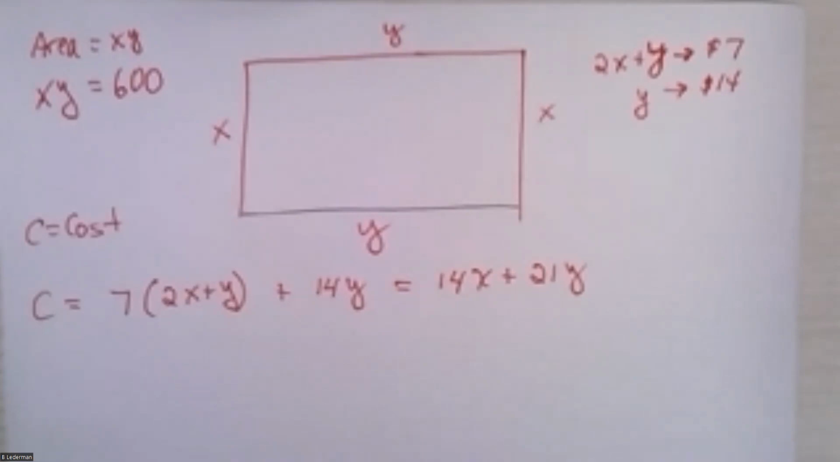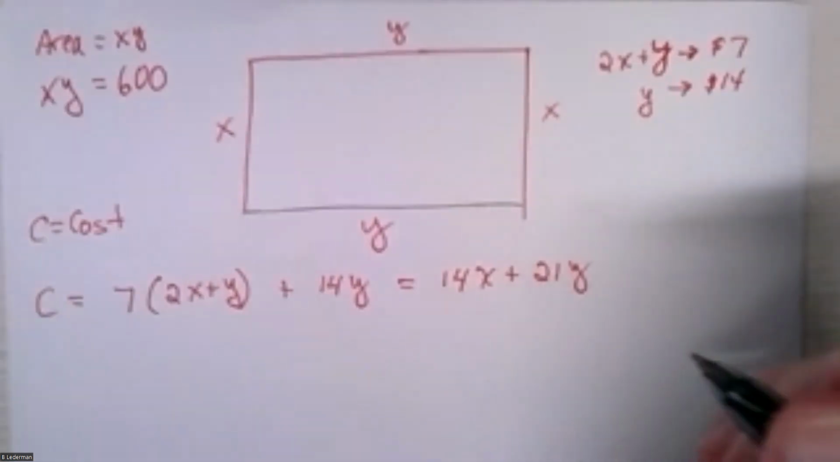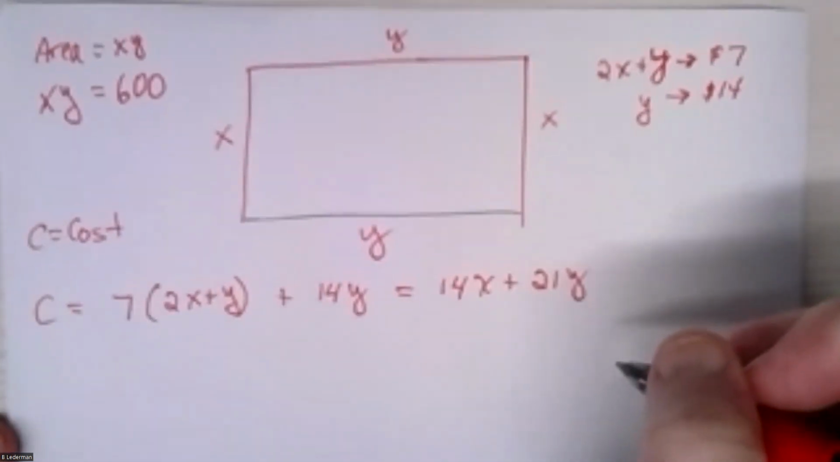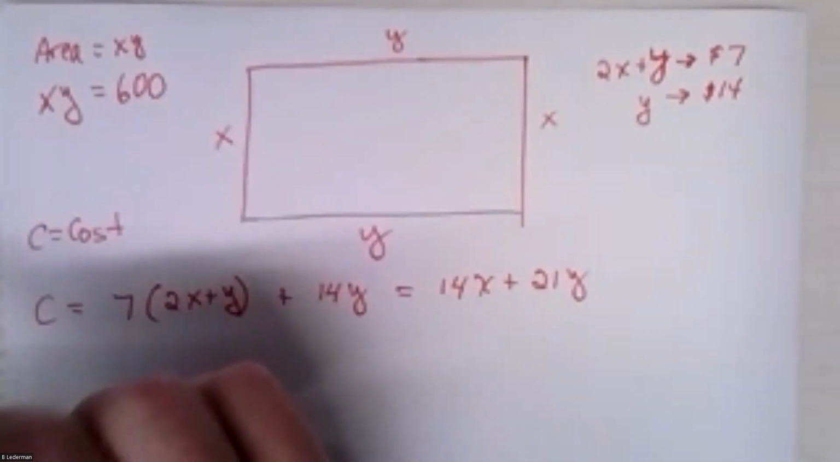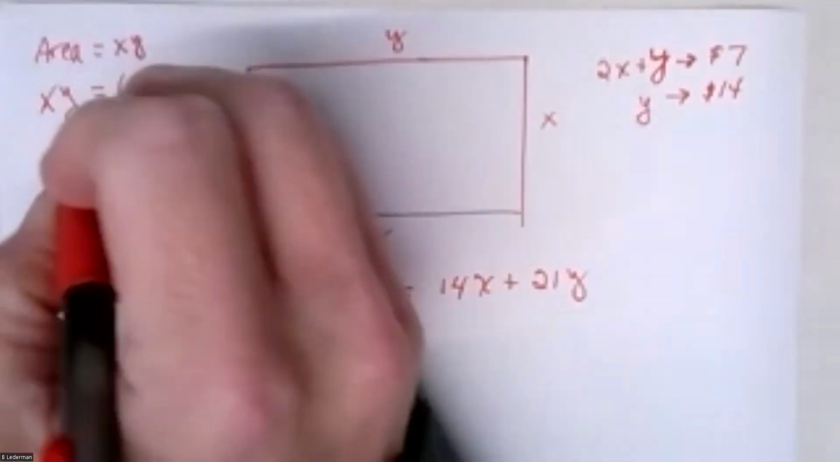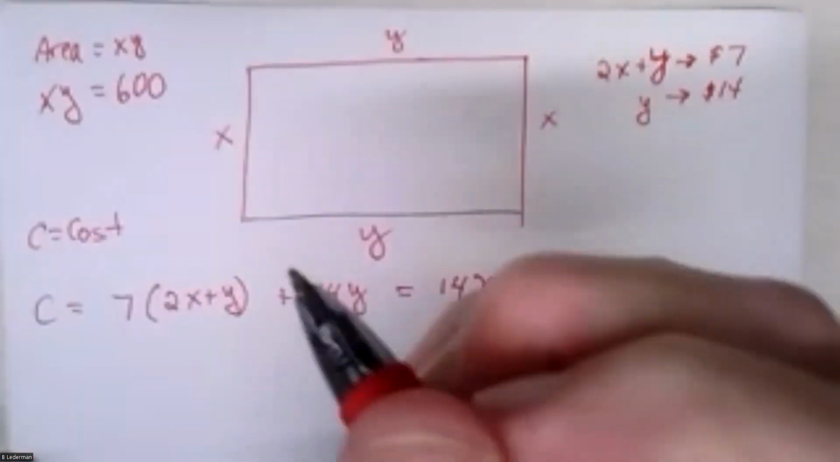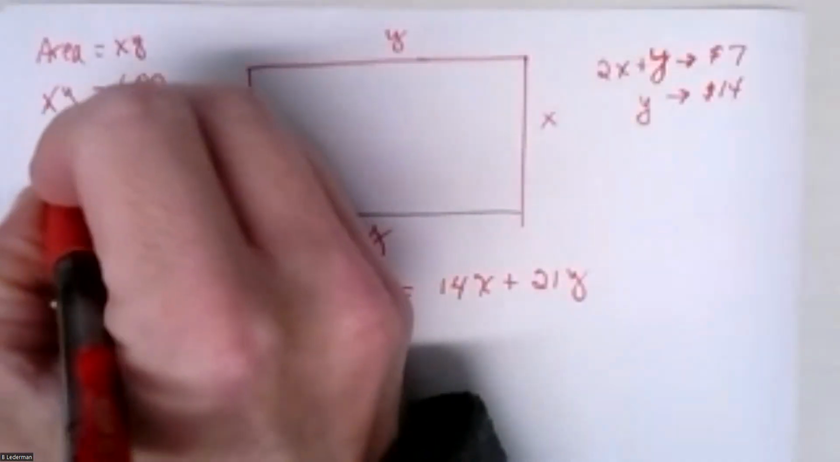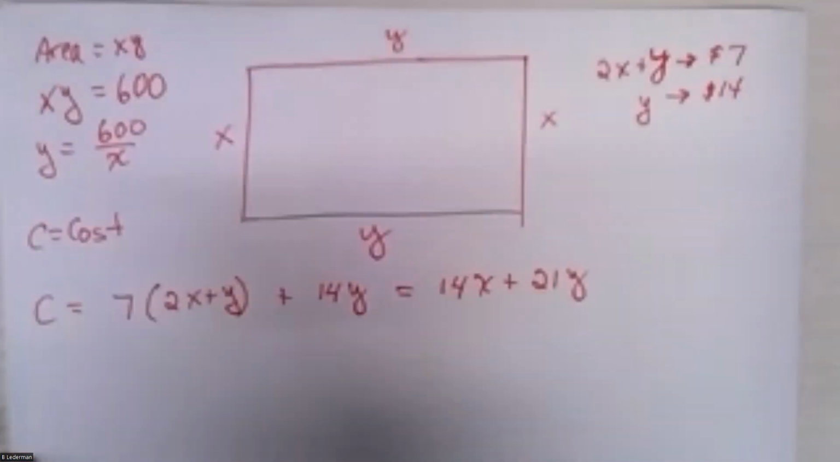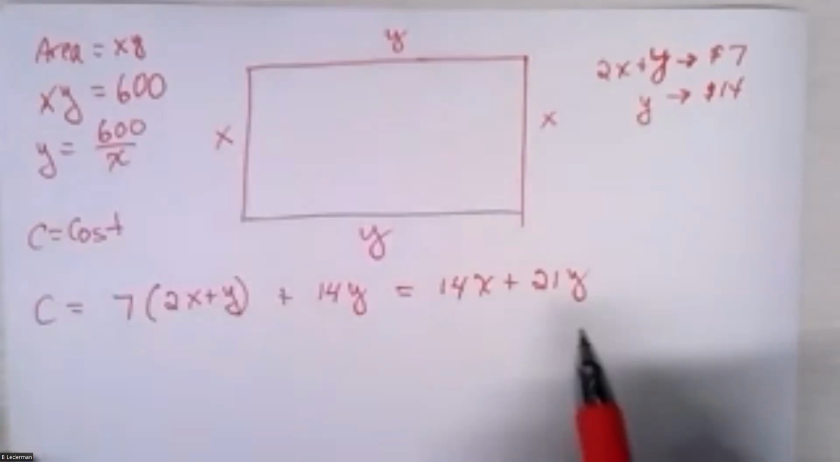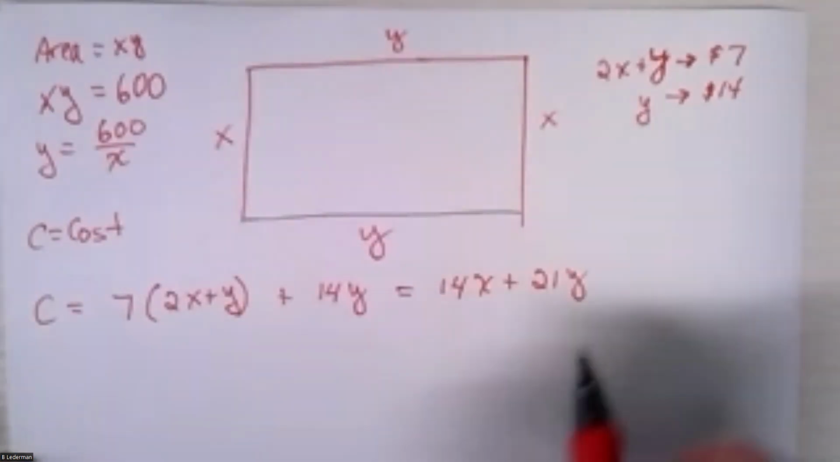Who wants all these variables? I don't like so many variables. So I'm going to make a substitution in order to get rid of some of them. If you remember up here, I had the information that xy equals 600, and I haven't done anything with it. So I'm going to solve for y. Y equals 600 over x. I'm going to substitute my 600 over x in for y into this equation.